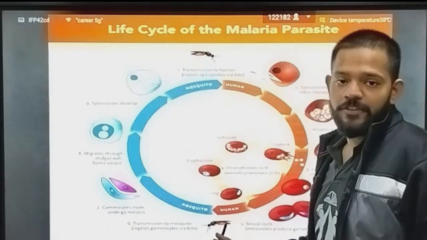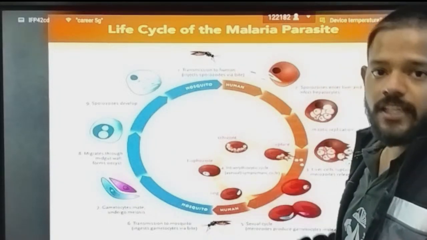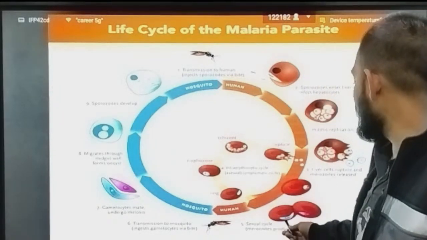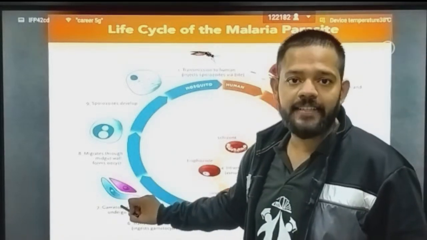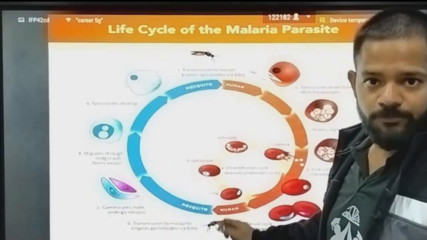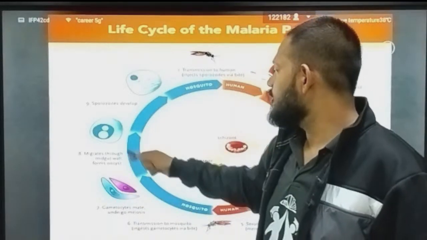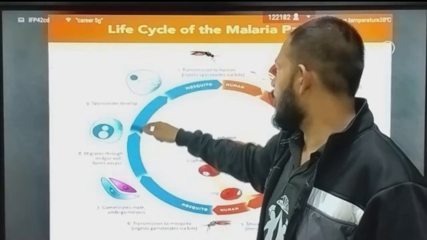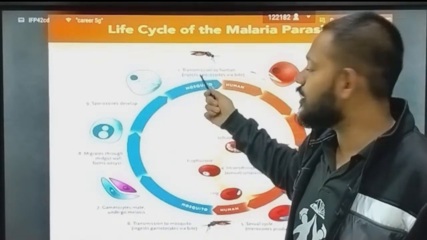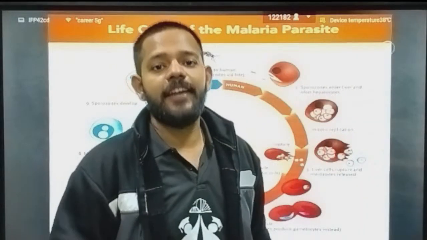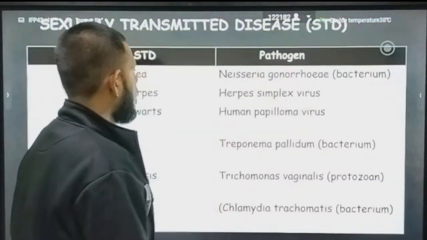Now again a female mosquito will come and bite, and it will suck the blood in which you have male and female gametes. These male and female gametocytes enter the female mosquito gut, where they do sexual reproduction and produce sporozoites. These sporozoites go into the salivary gland of the mosquito, sit there, and wait for the next victim of malaria. Okay, that's how the life cycle runs.